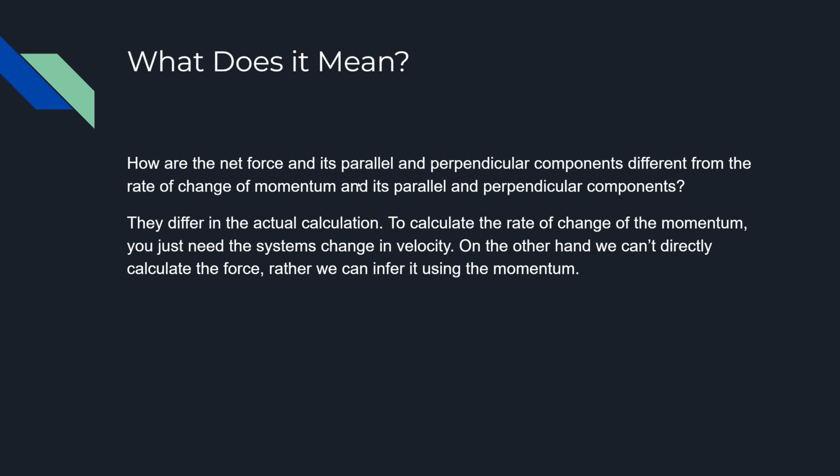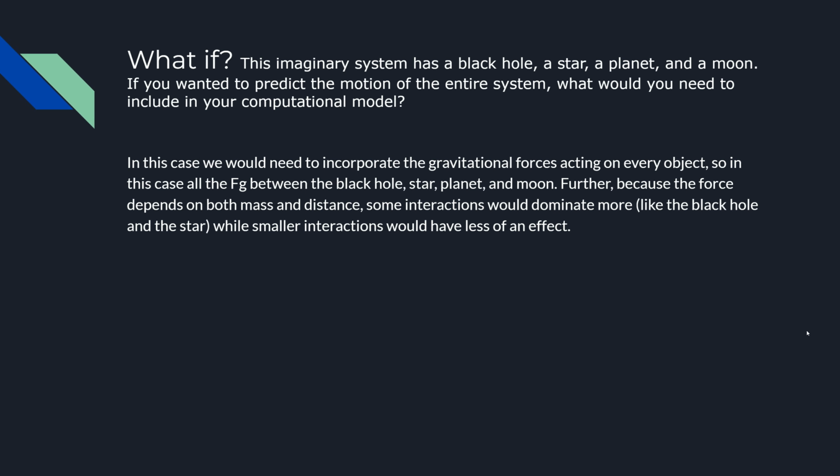How are the net force and its parallel and perpendicular components different from the rate of change of momentum and its parallel and perpendicular components? They just differ in the actual calculation. To calculate the rate of change of momentum, you just need the system's change in velocity, while on the other hand, we can't directly calculate the force, so we infer it using our calculated momentum.